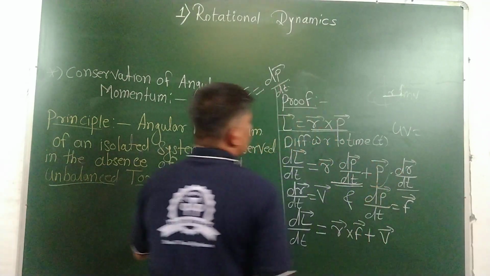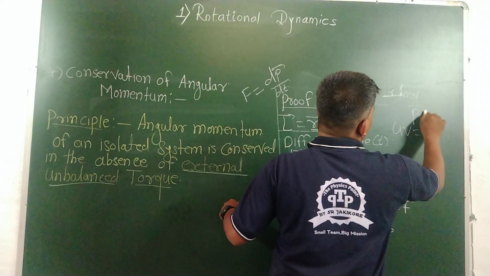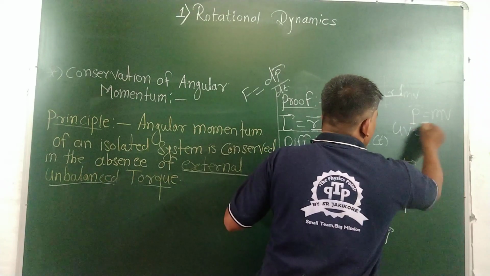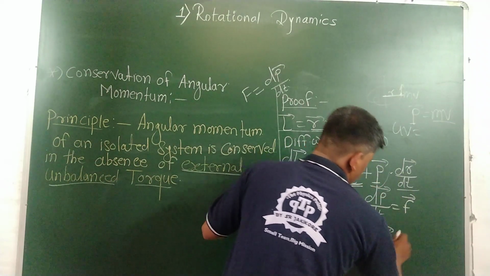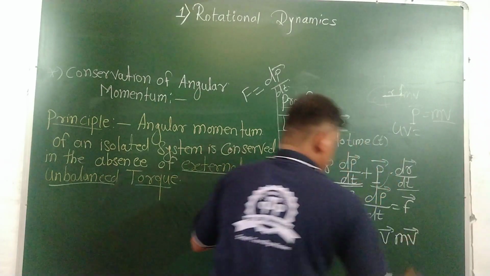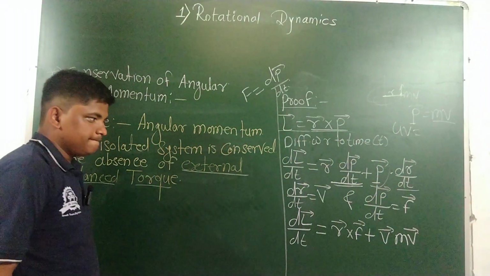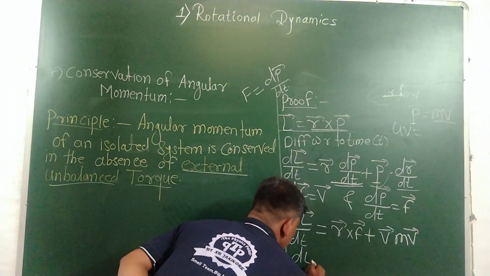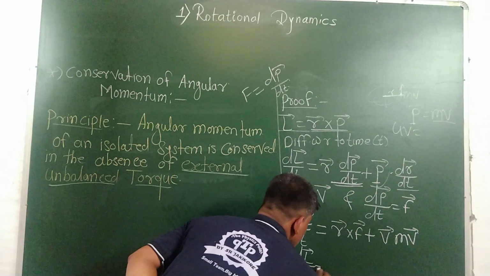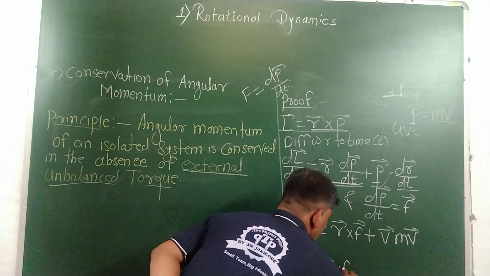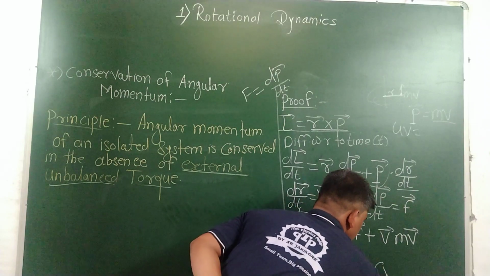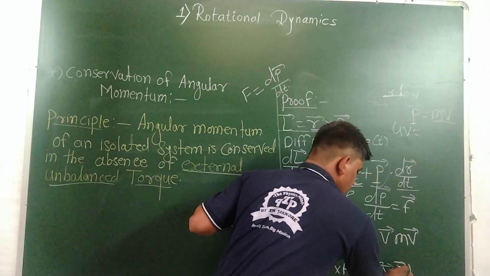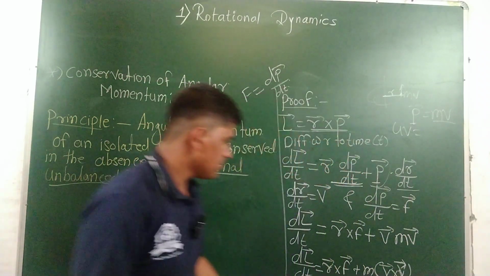The linear momentum equation I wrote here: p bar is equal to m into v. Am I right? Yes. In this equation p bar is m into v bar. Then after a small rearrangement of this formula, we see dL by dt is equal to r bar into f bar plus m into v bar cross v bar, both being velocities.